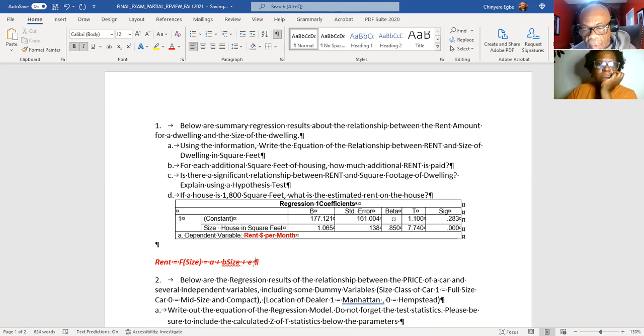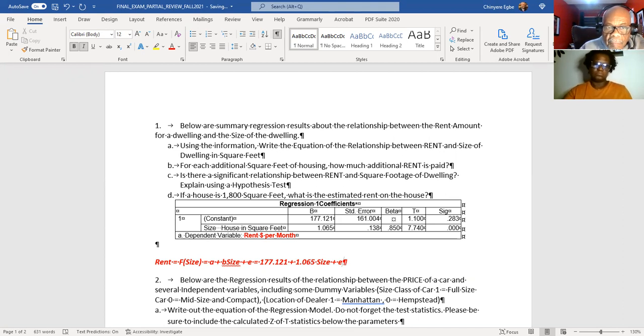And so that's equal to the constant value here. As you can see, the constant is $177 per month. So the constant will be 177.121 plus 1.065 times size plus the error. All right. So that is the equation I want you to write out, and you have to write it out in that way.